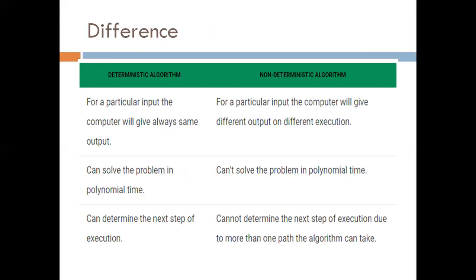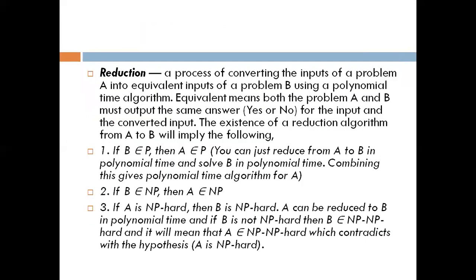For a particular input, if the computer always gives the same output, that is a deterministic algorithm, and if for a particular input the computer gives different outputs on different executions, that is a non-deterministic algorithm. A deterministic algorithm can solve the problem in polynomial time. A non-deterministic algorithm can't solve the problem in polynomial time. A deterministic algorithm can determine the next step of execution, but a non-deterministic algorithm cannot determine the next step of execution, due to the more than one path the algorithm can take.